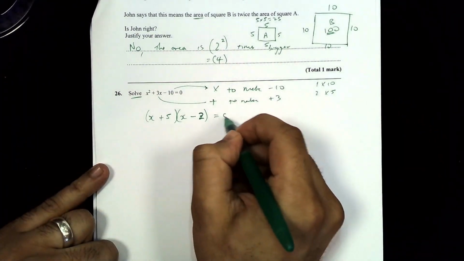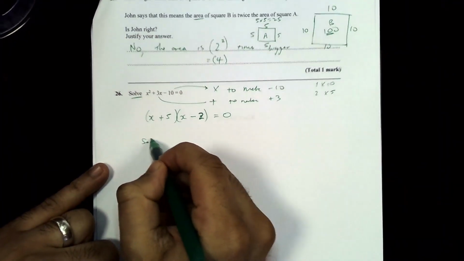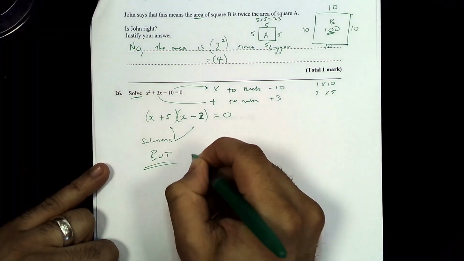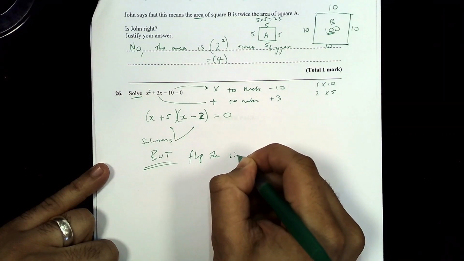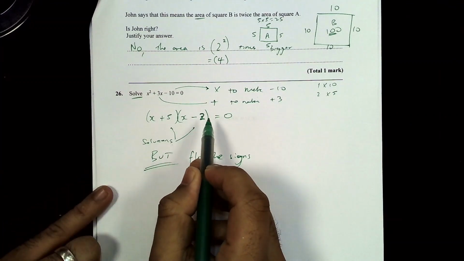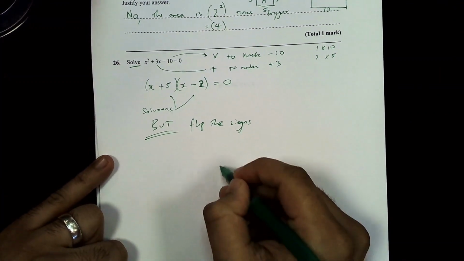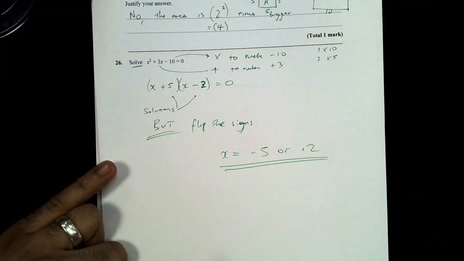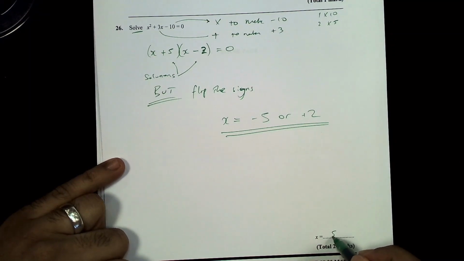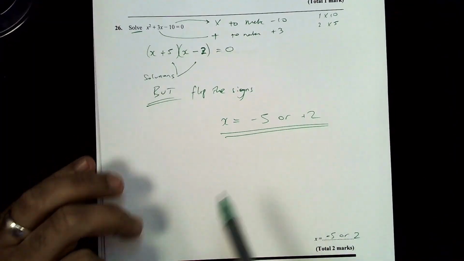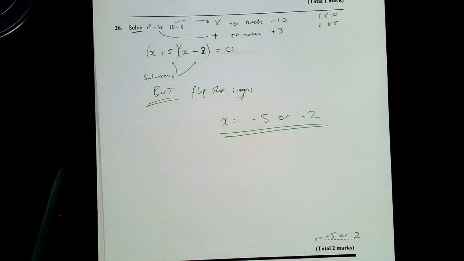Now, if that is equal to 0, your solutions are those numbers, but flip the signs. So, instead of writing 5 and minus 2 on the answer line, my answer line is going to be x equals minus 5 or positive 2. There are the answers, so 2 answers. So remember, it's the numbers that you end up with in the bracket, but you have to flip the signs. I hope you've found this video helpful.